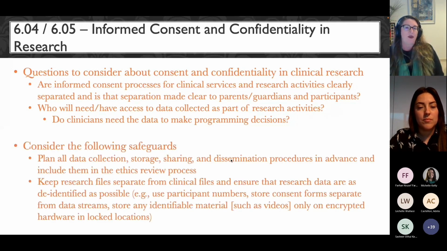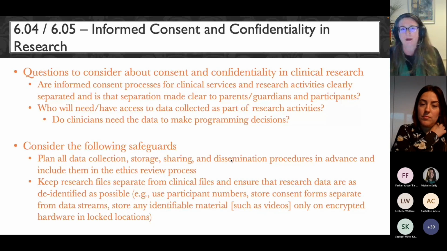To make sure you have the appropriate safeguards in place, I definitely recommend planning all of those data collection, storage, sharing, and dissemination procedures in advance and including them in your ethics review process. Make sure that the review committee sees all of the decisions that you've made about consent and confidentiality. I also recommend that the research files are kept separate from clinical files. Ensure that the research data are as de-identified as possible.